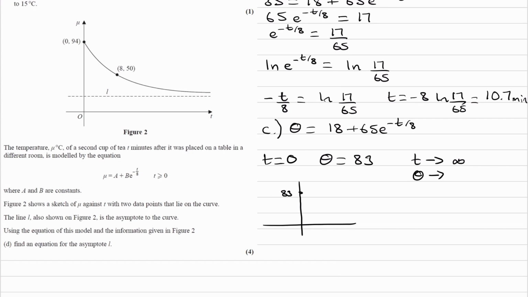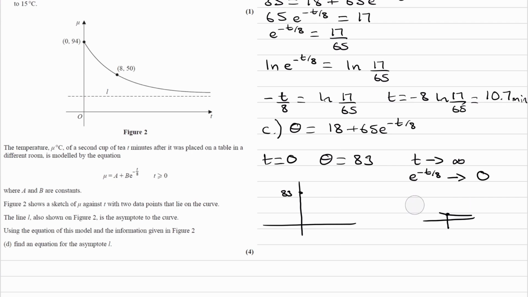So if I first consider the e to the minus t over 8, as t gets bigger and bigger and bigger, e to the minus t over 8 approaches 0. And we can see that because e to the minus t over 8 is a graph that looks like this. It's like e to the minus x, which is a reflection of the graph e to the x in the y-axis. So if e to the minus t over 8 looks like that, we can see why it approaches 0 as t gets bigger and bigger.